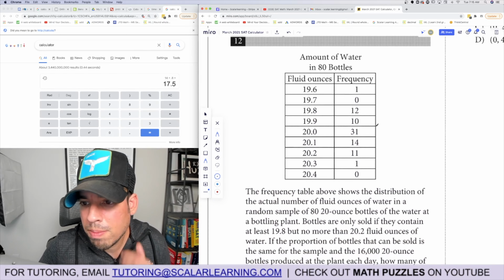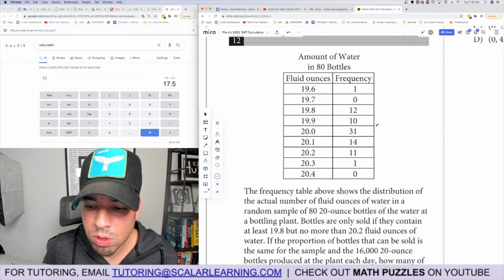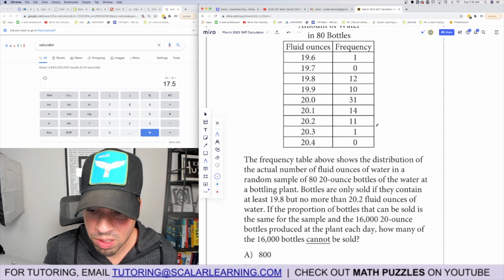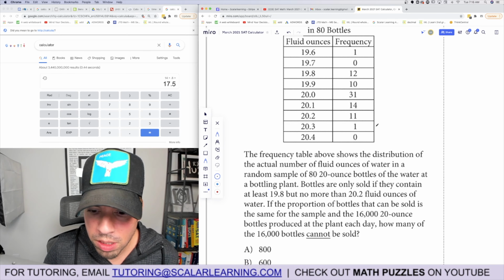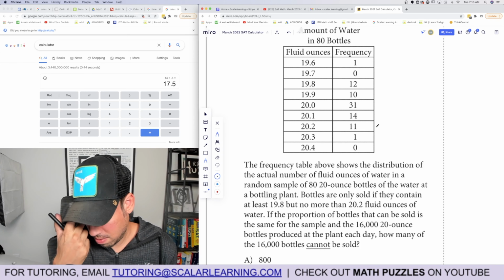Number 12, amount of water in 80 bottles. The frequency table shows the distribution of the actual number of fluid ounces of water in a random sample of 80 20-ounce bottles. Okay. So that's going to add up to 80.